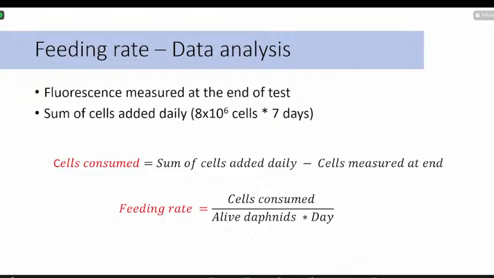For this, we measured the fluorescence at the end of the test, and we assumed the final numbers of cells based on the numbers of cells we were adding daily. So with this, we could calculate the cells consumed. This is the sum of the cells added minus the cells measured at the end. With this, we could calculate the feeding rate, which is the cells consumed divided by the number of daphnias alive per day.